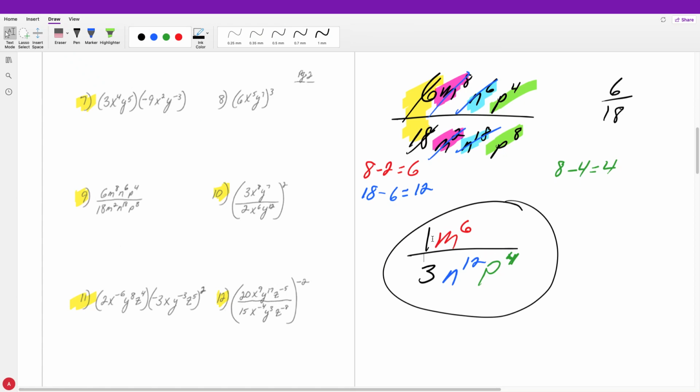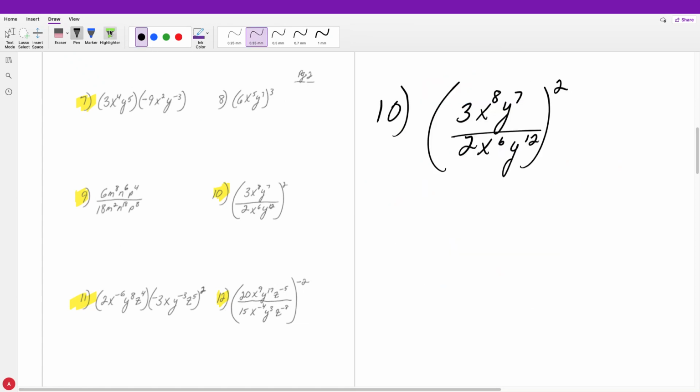All right, let's move on to the next one. All right, so this next one, there's multiple ways you can go about solving this. You don't have to do it in the order I'm doing now. You can get rid of that power of 2 first if you really want to. However, I'm going to simplify my fraction first, so this way there's less things I need to multiply. So I'm going to simplify what's inside there first.